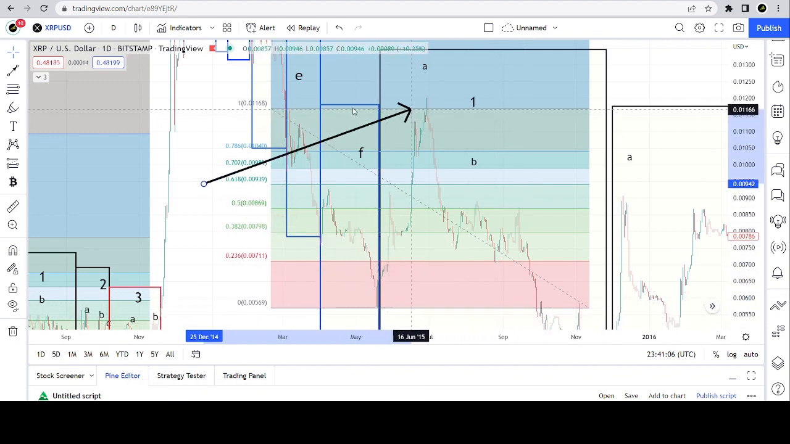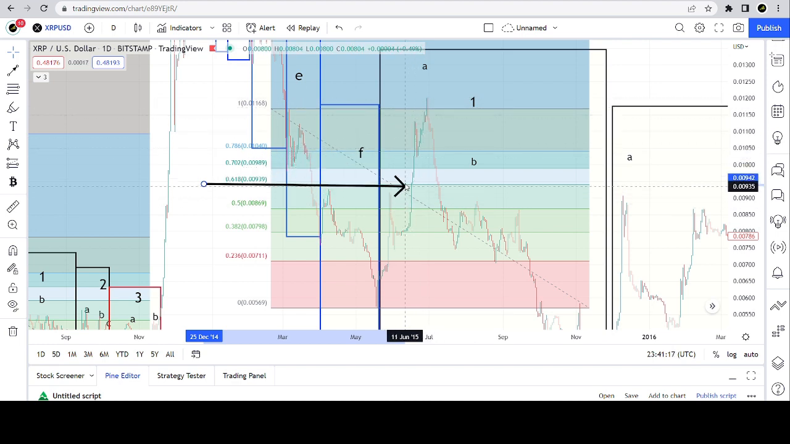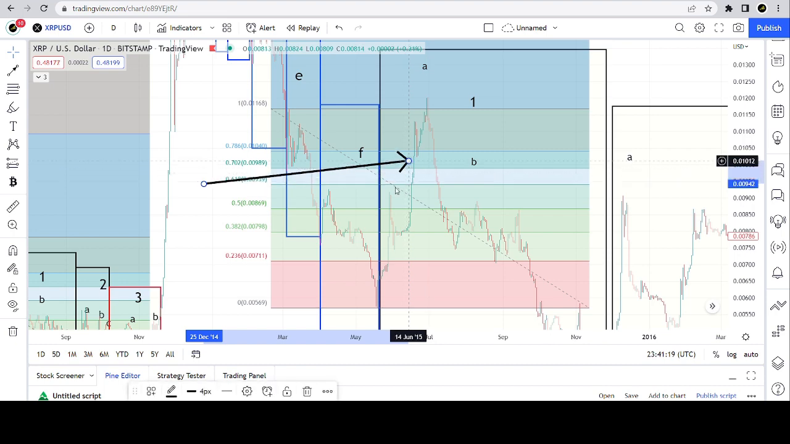So it moved all the way up to the 0 or to the 1 level. So it moved up to the 1 level, actually went above the 1 level. All right, so let's log that and move along and see what else we can discover.